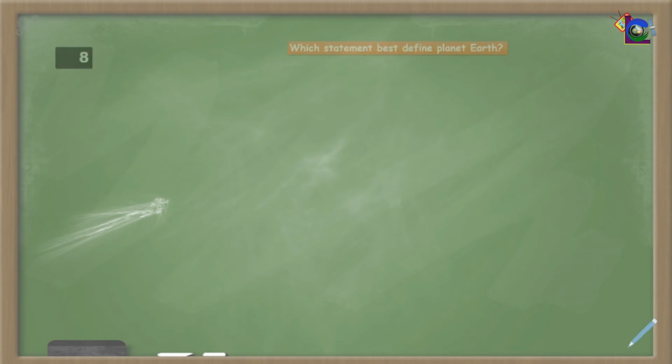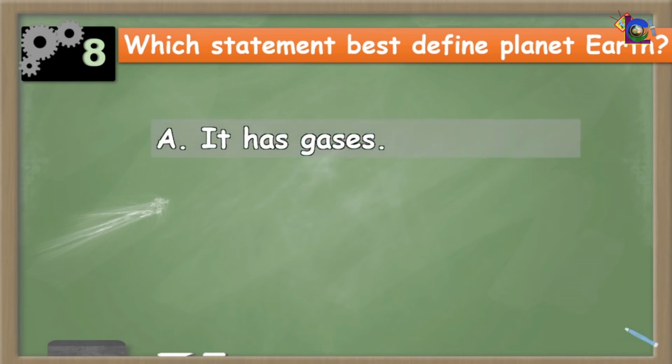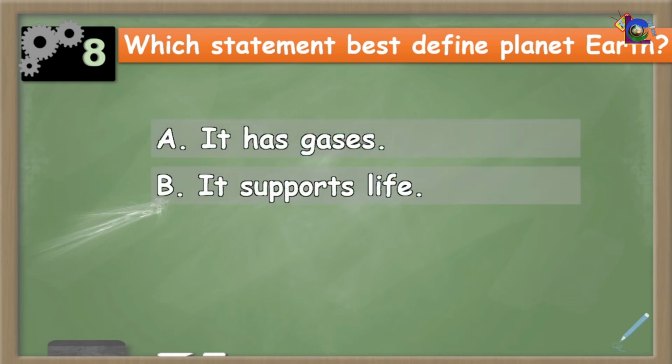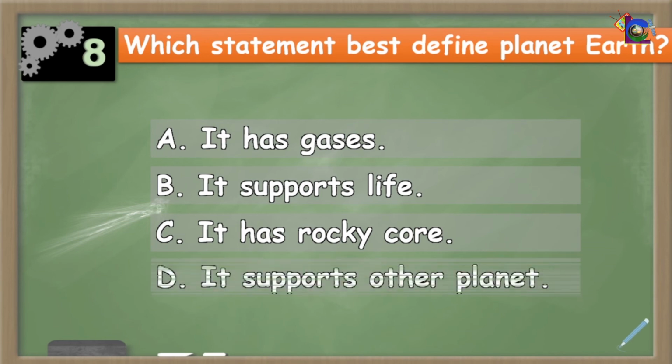Question number 8. Which statement best defines planet Earth? Is it A, it has gases, B, it supports life, C, it has a rocky core, or letter D, it supports other planets? The correct answer is letter B.